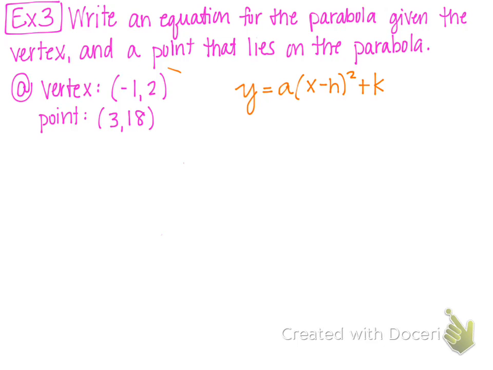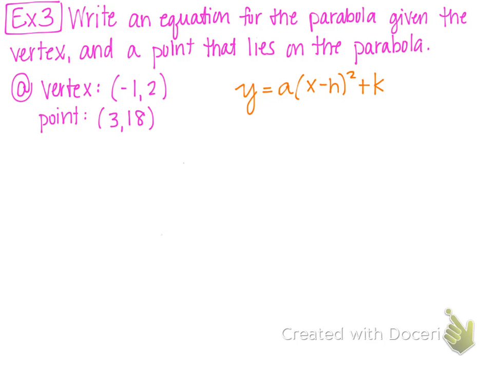Now, what we have here is we're given our vertex. We're given an h and a k. And we're given a point. Now, don't forget a point is just an x and a y value. So what we're going to do is we're going to plug in the y from our point, the x from our point, the h from our vertex, and the k from our vertex. And we just have to solve out for a, and then we're going to have our vertex form of our equation.